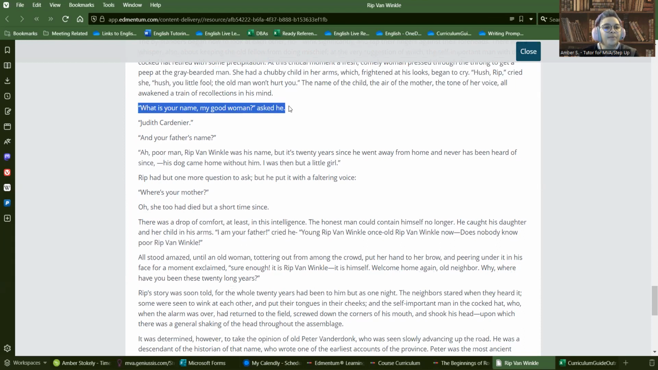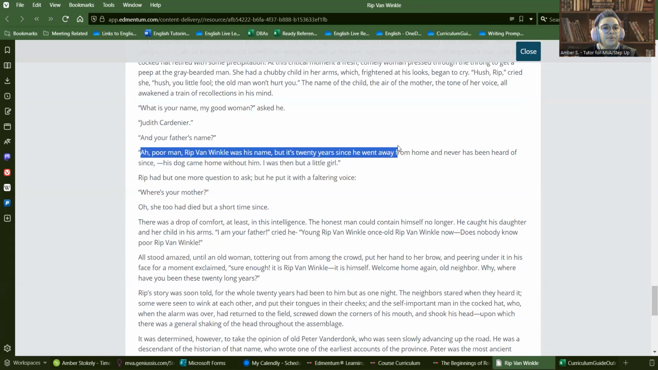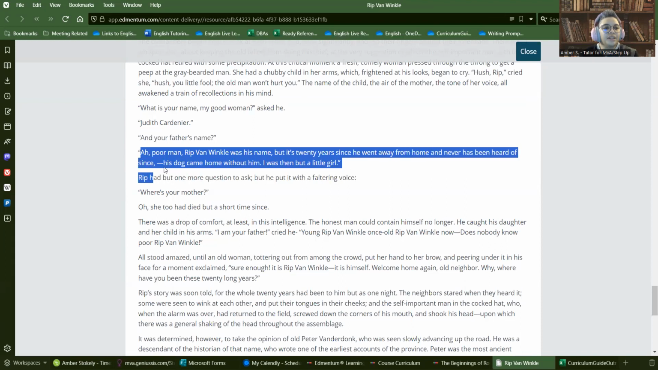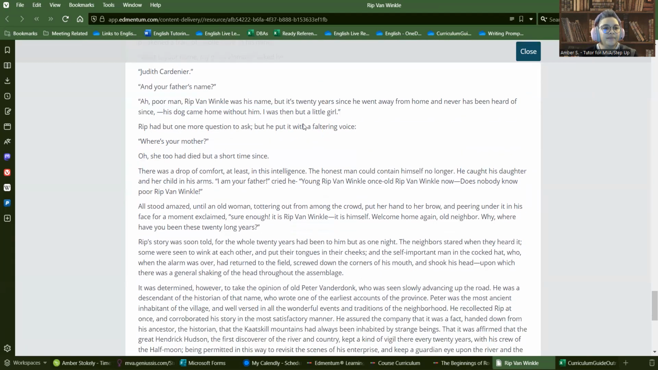"What is your name, my good woman?" So Rip is asking this woman, who is she, especially since she has a baby that's named after him, right? "Judith Cardinier." And then it says, "What is your father's name?" "Poor man, Rip Van Winkle was his name. But it's 20 years since he went away from home and has never been heard of since. His dog came home without him. I was then but a little girl." So it says here 20 years. So he's been asleep for 20 years, is basically what he's finding out.